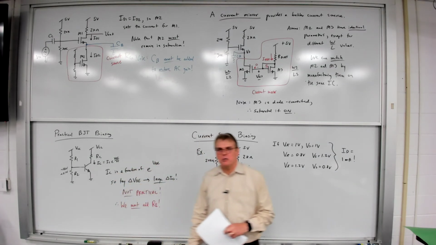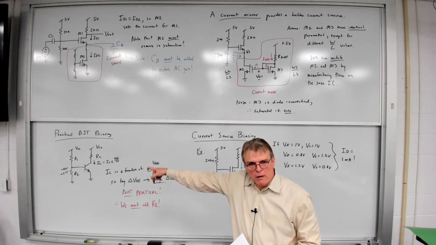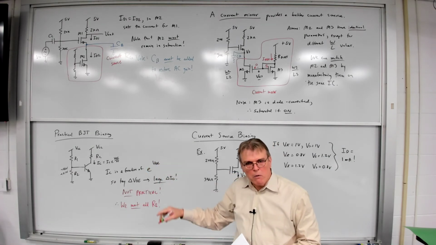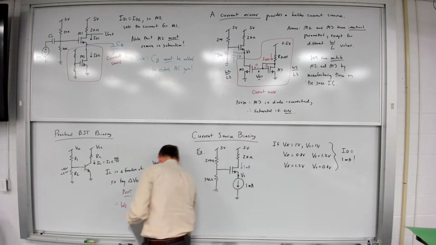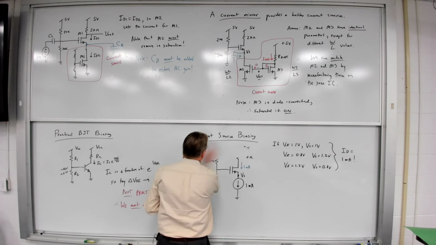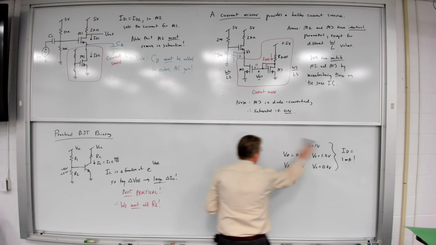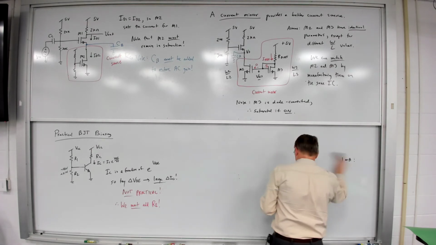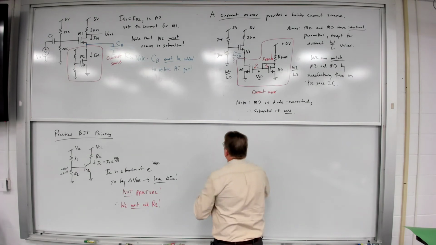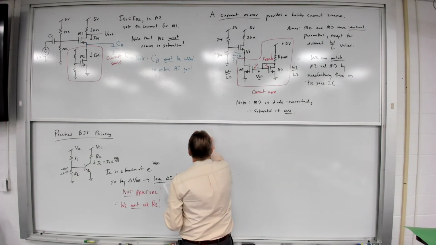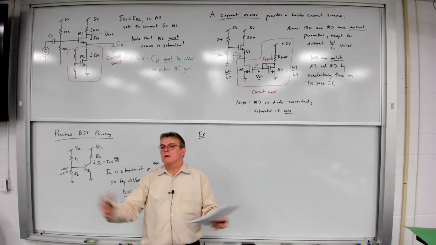I've got to have emitter degeneration. No option. So if I'm going to use this type of biasing where I'm going to have a voltage divider at the base, then R sub E is necessary. So here is what we're going to need to draw. Let's draw a circuit, and let's take this topology, and I'm going to add an R sub E, and I'm going to put in some values.